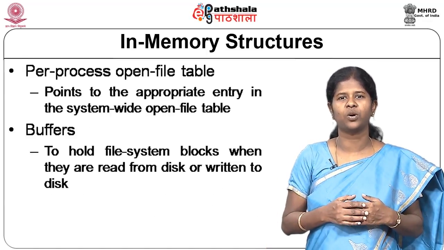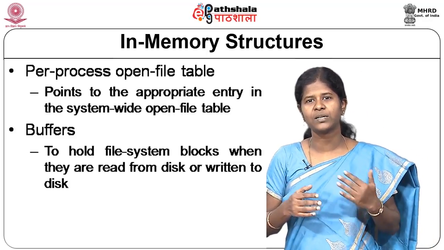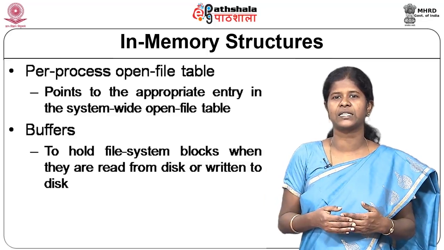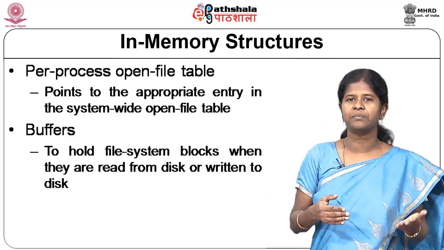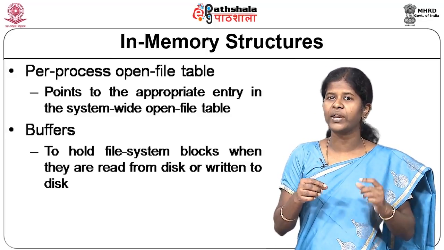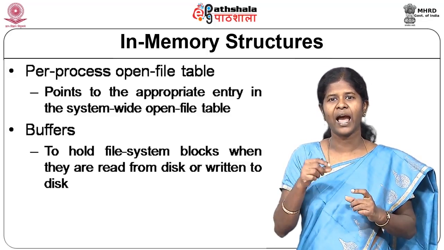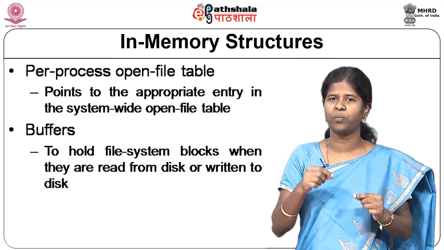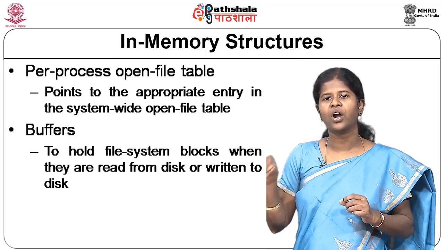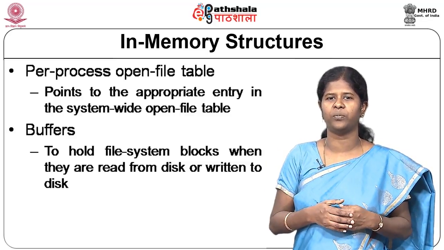And then we have something called the per process open file table. The system wide open file table has got entries for all the processes that are present in the system, but in the case of this per process open file table, you have an open file table for each and every process. So, this will have information about the files that are opened by that particular process, and the entry here will point to the appropriate entry in the system wide open file table.